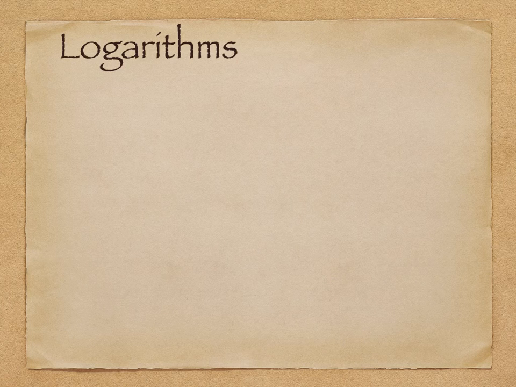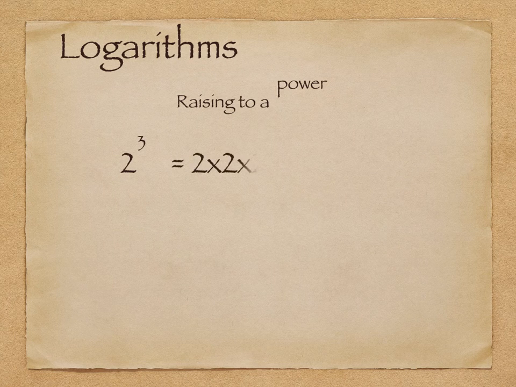The first bit of background you need to know is what is meant by raising to a power. Once you've grasped this idea, you'll see that a logarithm is really raising to a power, but in reverse. And here are some examples. 2 raised to the power of 3 means 3 lots of 2 multiplied together, which gives 8.